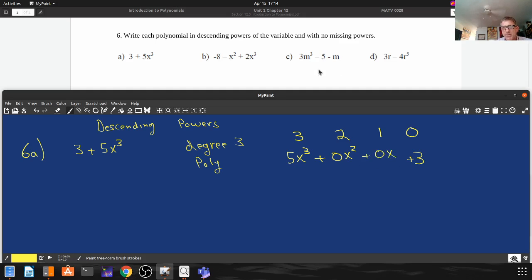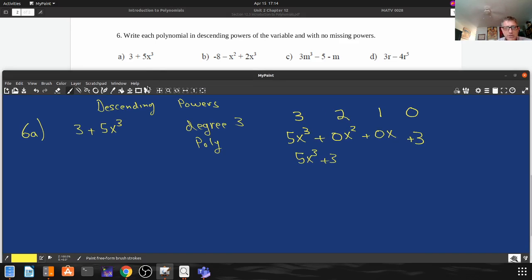I really don't understand why they want you to put with no missing powers, because really what we would want to see is just 5x cubed plus 3. That would be sufficient. But that's what they're asking us to do, so that's what we will do.